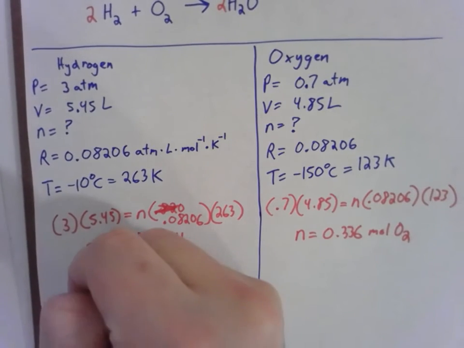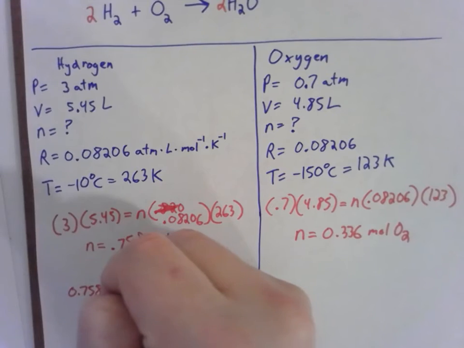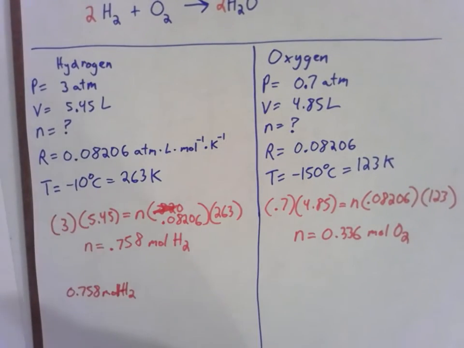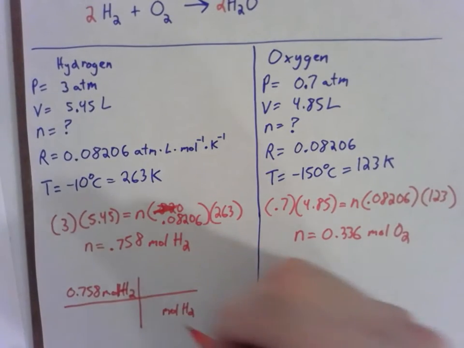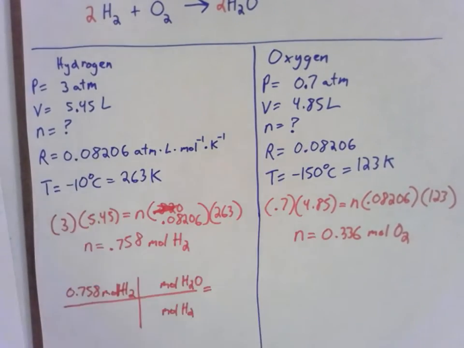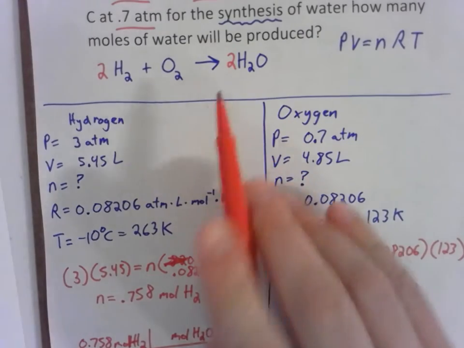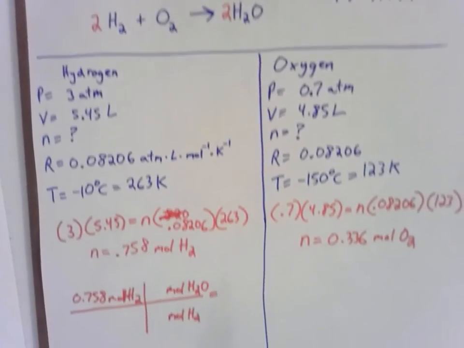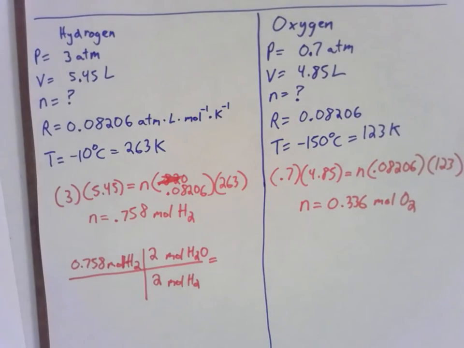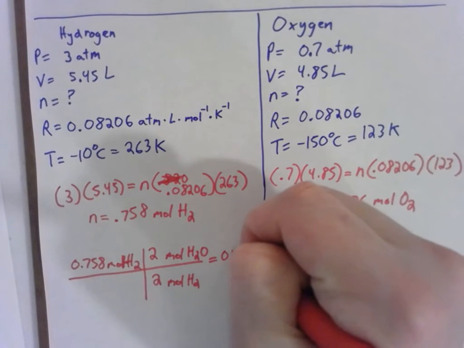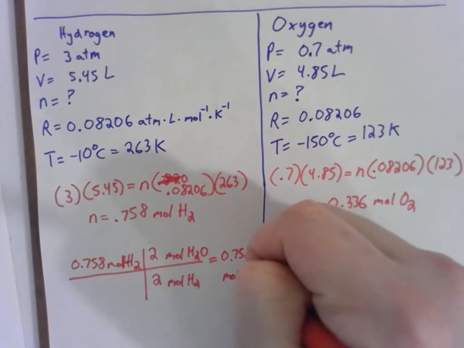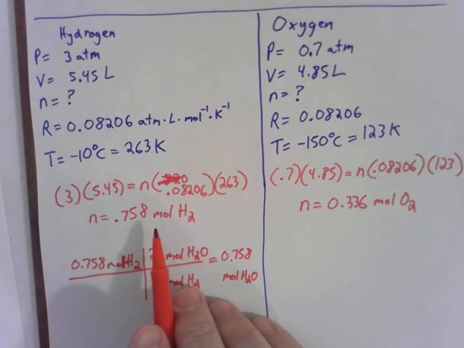We have 0.758 moles of H2, and we'll do a little mole ratio. Moles of H2 will go on the bottom, and what we're solving for is moles of H2O. Anytime you have a mole ratio, which is a fraction where it's moles divided by moles, you're going to have to consult your chemical reaction. If we look up here, H2O had a 2 in front of it, and H2 had a 2 in front of it. So when we fill in our mole ratio, it'll be 2 over 2. If you multiply by 2 and divide by 2, it'll cancel out. So this will actually be the same number, 0.758 moles of H2O. So with this amount of H2, I can make this amount of H2O.